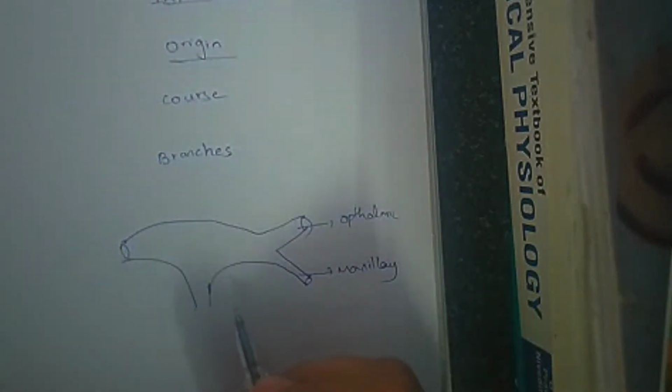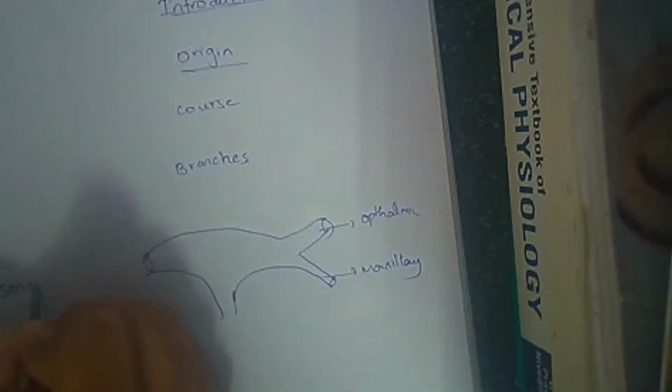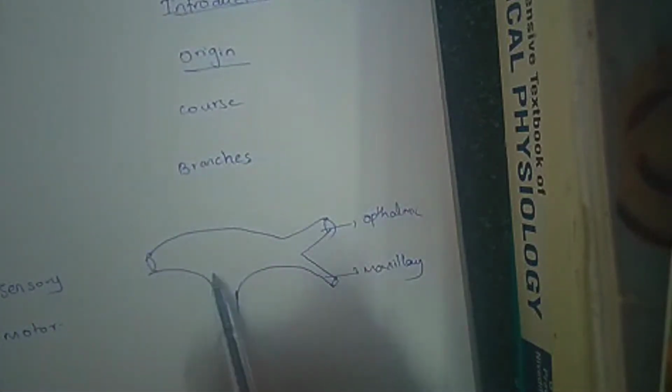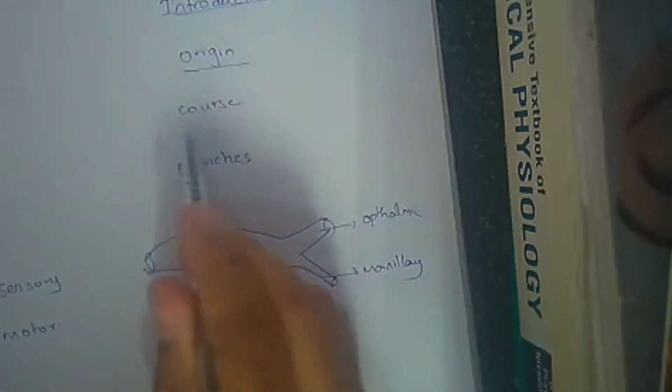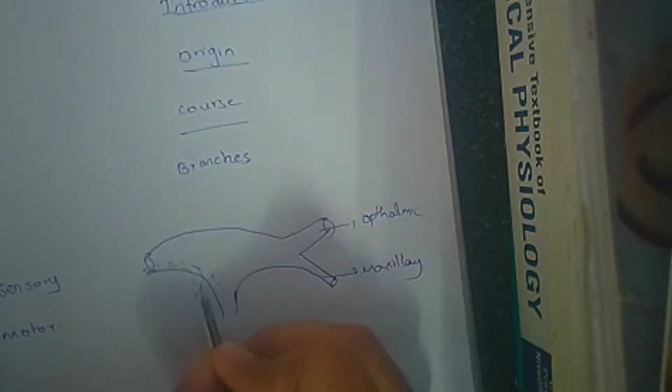Mandibular nerve is a mixed nerve, which means it contains both sensory and motor roots. The sensory root arises from the trigeminal ganglion. The motor root lies deep to the trigeminal ganglion. Coming to its course, mandibular nerve arises in the middle cranial fossa through a sensory root and a motor root.